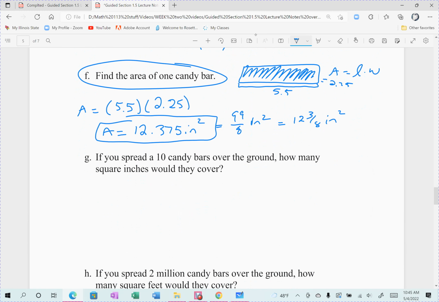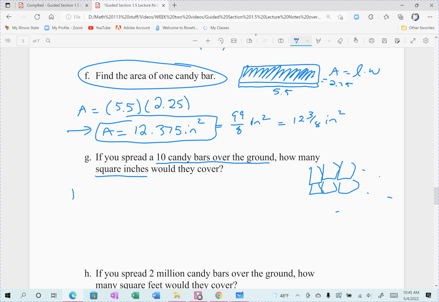All right, suppose you spread 10 candy bars over the ground. How many square inches would they cover? So we want to know the total area. If I put out 10 candy bars, and I'm not going to draw them all, how much would be the total area they would take up? Well, I would have to take each one and add it 10 times. Or since it's the same number 10 times, I take that number and multiply by 10.